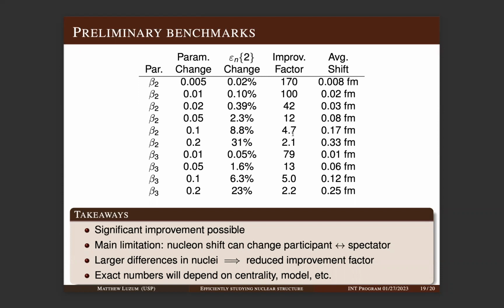I want to be clear that it's always a benefit. You always have an improvement. But if you want to estimate how many events you need, you have to think a little bit about what your specific context is. But you don't want to do that going from lead to deuterons.